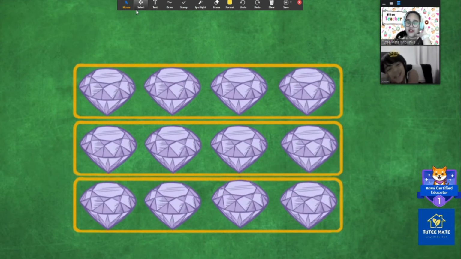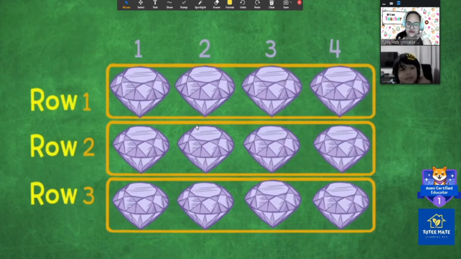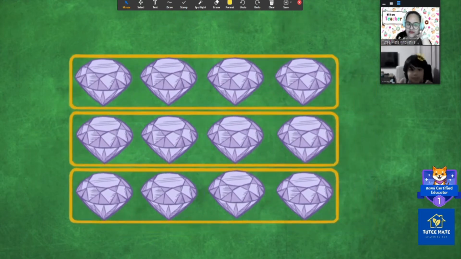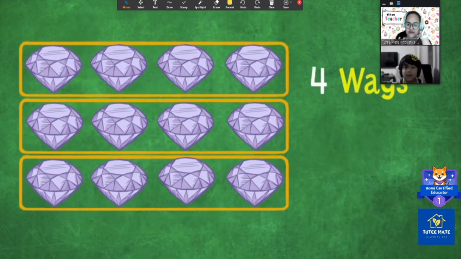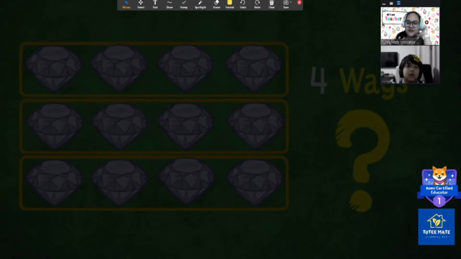4, 8, 12. We still have 12 diamonds, but now they are arranged in 3 rows of 4. This shows us that 3 times 4 equals 12. There are actually 4 other ways to arrange the 12 diamonds into arrays that show 4 other ways to multiply 2 numbers and get 12. Can you find them?